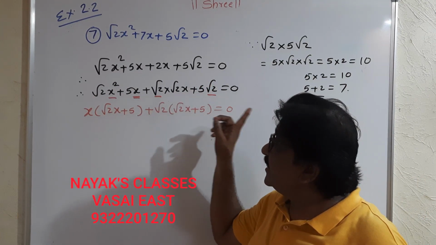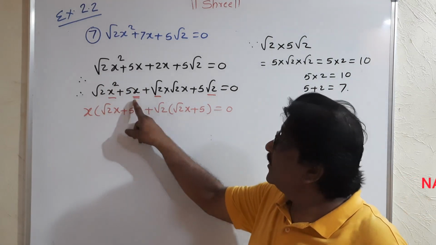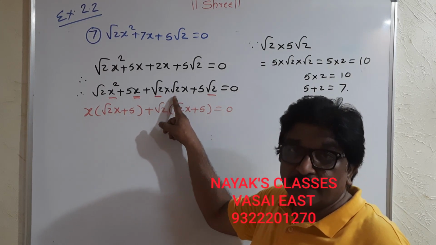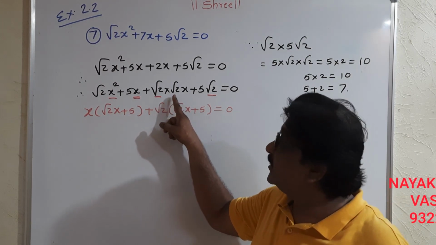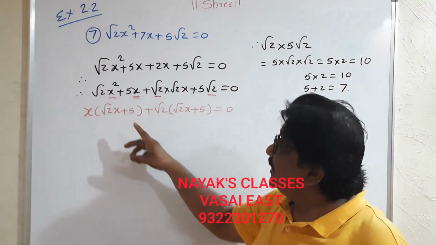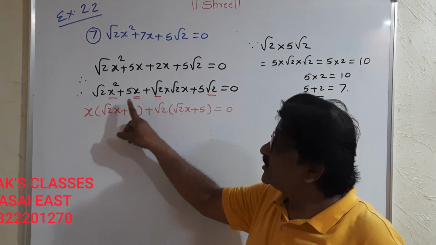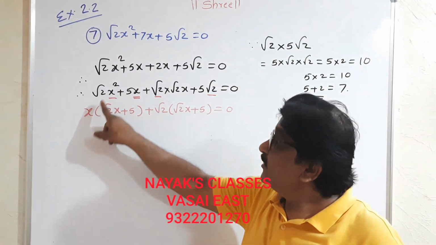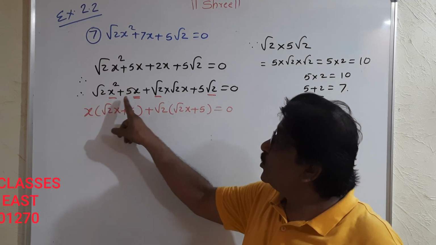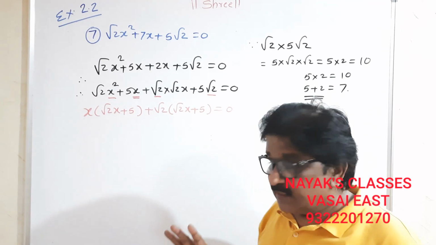This can be written like this. Root 2x square same, 5x same, but 2 can be written as root 2 into root 2. For convenience of factorization, we are making 2 as root 2 into root 2. Now I have marked the common things. From this, x square and x will be common. Root 2x and 5 are in the bracket. Got it?